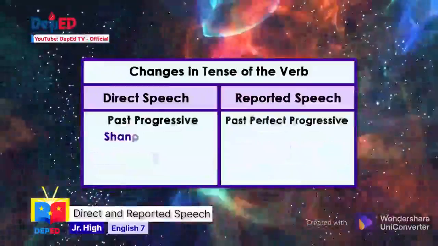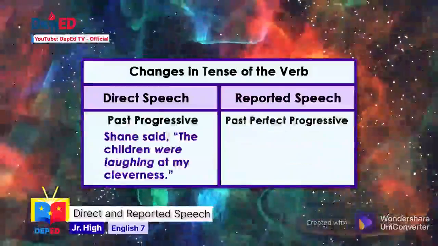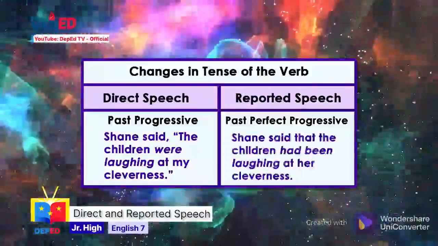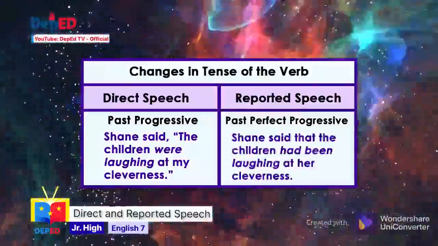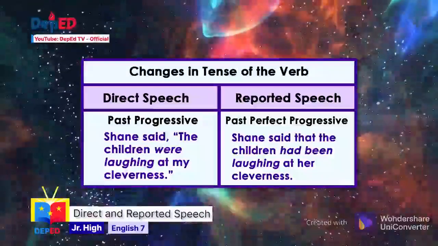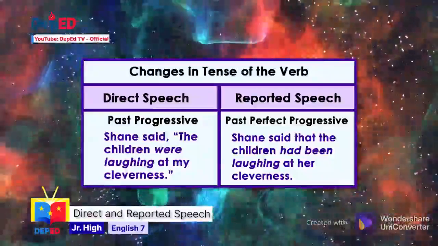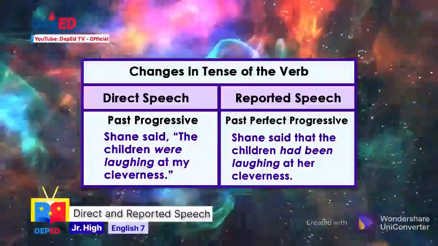Past progressive: Shane said, "The children were laughing at my cleverness." Past perfect progressive: Shane said that the children had been laughing at her cleverness. In direct speech, the verb were laughing is in its past progressive tense. In reported speech, the verb becomes had been laughing, which is in its past perfect progressive.